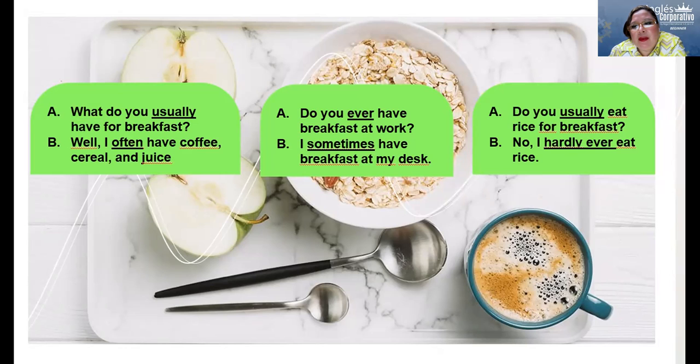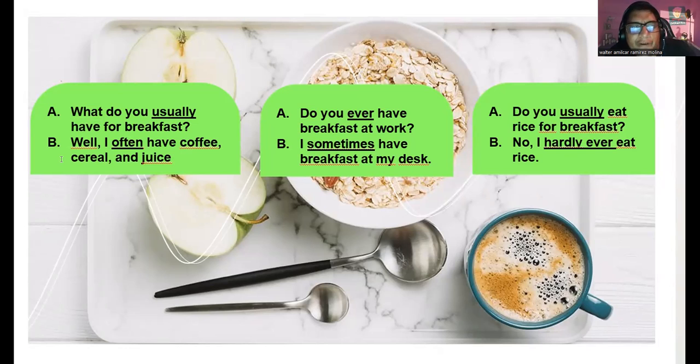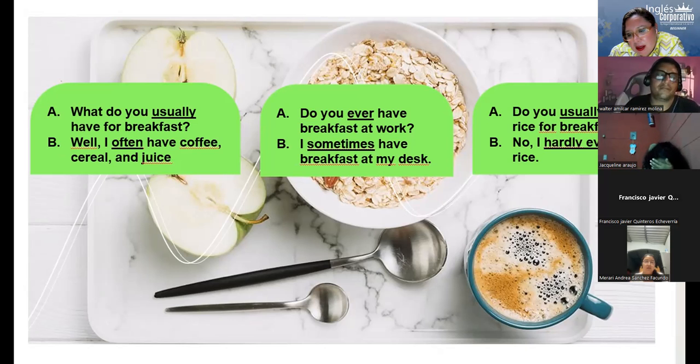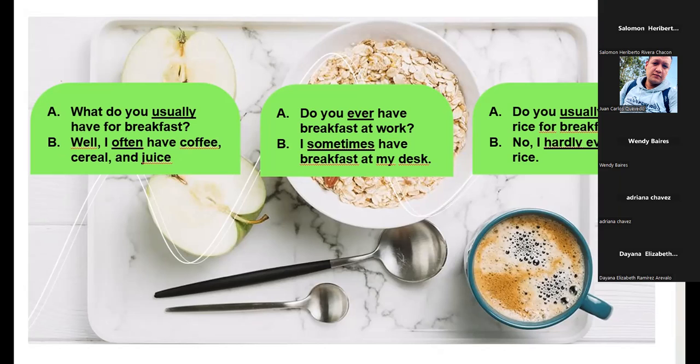Vale, vamos a ver entonces, le vamos a pedir a Walter y le vamos a pedir a Francisco que nos lea la primera. A, Walter. B, Francisco. Okay. Hello, Francisco. What do you usually have for breakfast? Well, I often have coffee, cereal, and juice. Juice. All right. Vamos a ver. Salomón, are you there? Salomón? Excuse me. Okay, Salomón and Diana. Salomón, letter A. Diana, letter B.